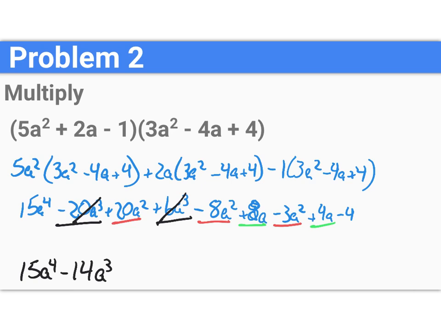20a squared minus 8a squared is 12a squared minus 3 is plus 9a squared. 8a plus 4a is plus 12a minus 4. And that is the answer that I get.